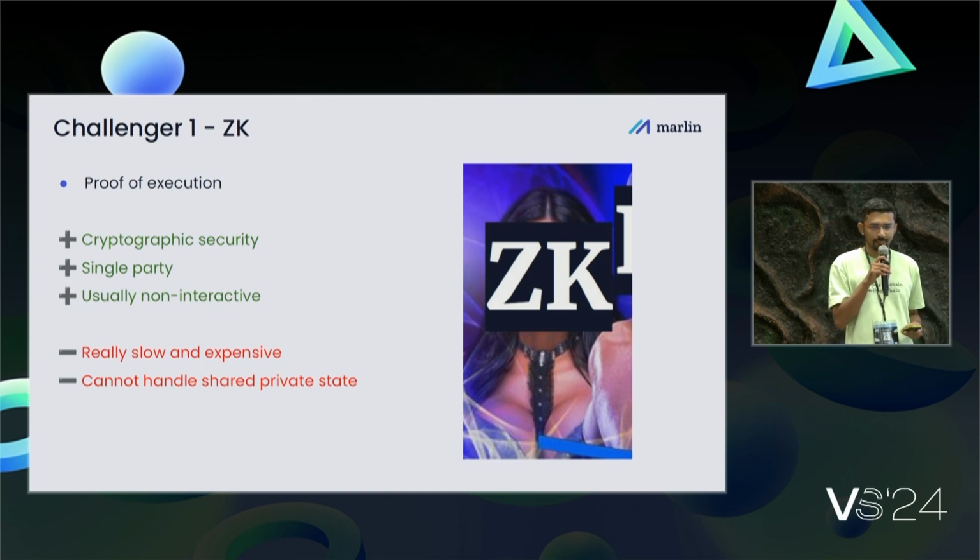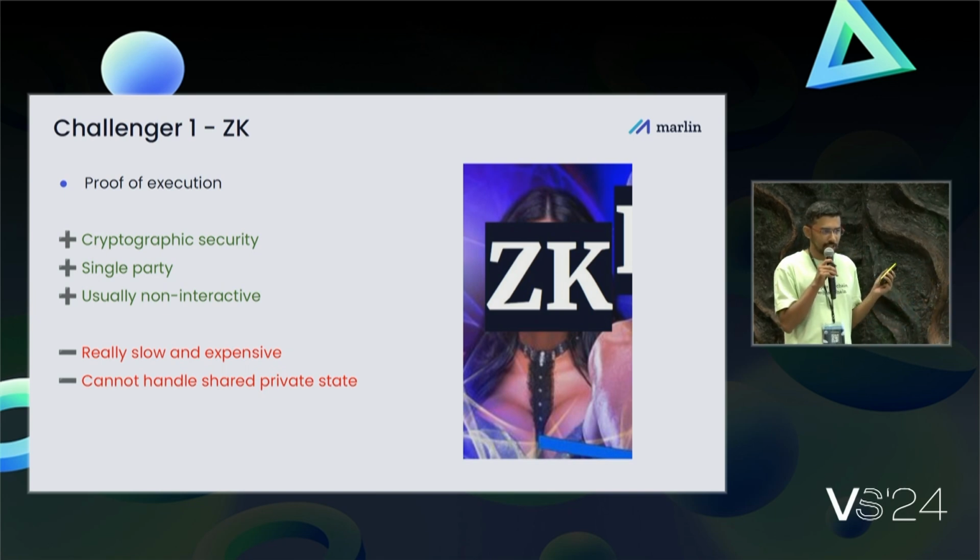even during verification, right? Its main weakness, of course, is that it's really slow and expensive. It's usually orders of magnitude more expensive than just doing the compute by yourself, right? And the kind of subtle problem it also has is the inability to handle shared private state, right? What I mean by this is, in order to generate a ZK proof, even if you have private inputs, the person who's actually generating the ZK proof still needs to know all of the inputs that go into it, right? And if the person who's generating it knows what inputs go into it, at that point your inputs are no longer private, right? So yeah, that's ZK. All in all, a pretty formidable challenger here.